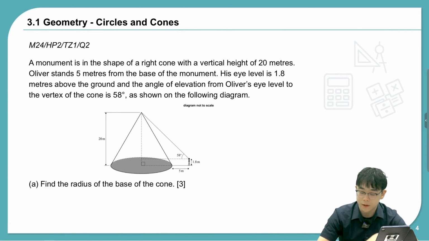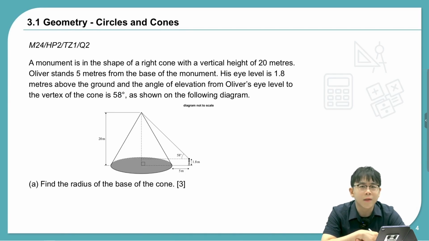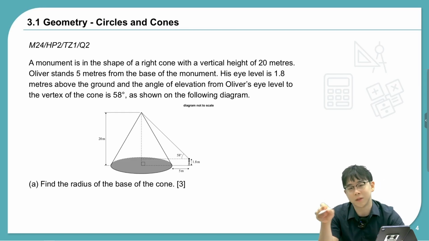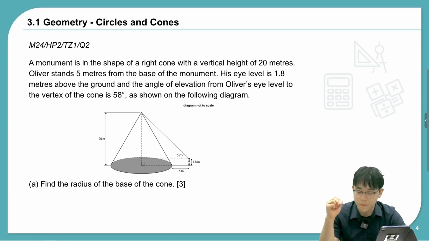Next, let's move on to number 2. There's a monument in the shape of a right cone, and the vertical height is 20 meters. Oliver is standing 5 meters from the base. His eye level is 1.8 meters above the ground, and the angle of elevation, all pictured here, is 58 degrees. Let's find the radius of the base of the cone.